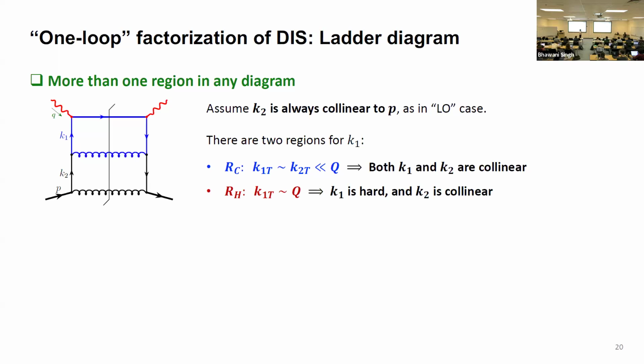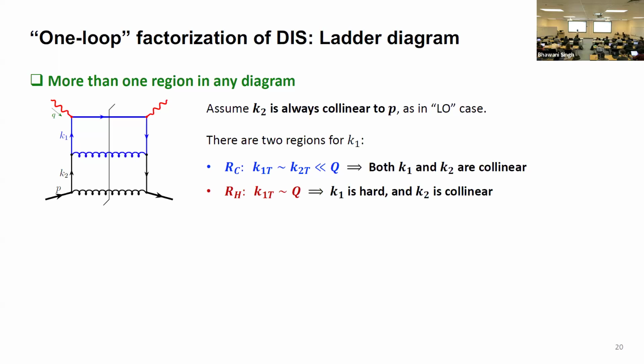Now let's take a look at the upper quark line with momentum K1. K1 can be similarly collinear with K2 and P, and we call this the collinear region, denoted by RC here. In this case, the transverse scale is of the same order as the transverse scale of K2. The other region is where this K1T doesn't have to be small. It can be large, as large as the hard scale Q.